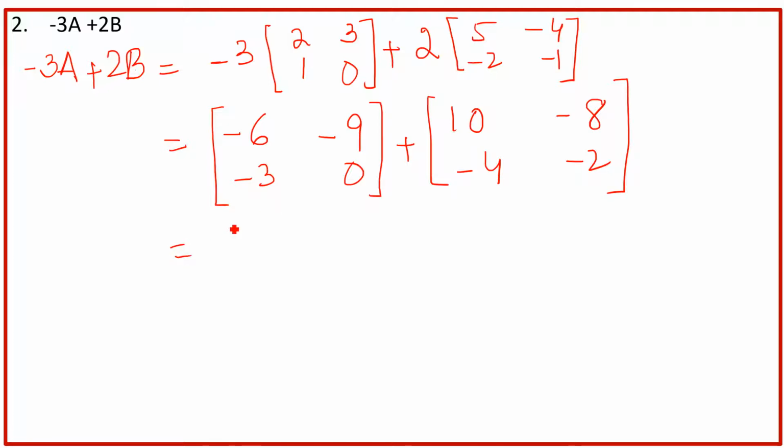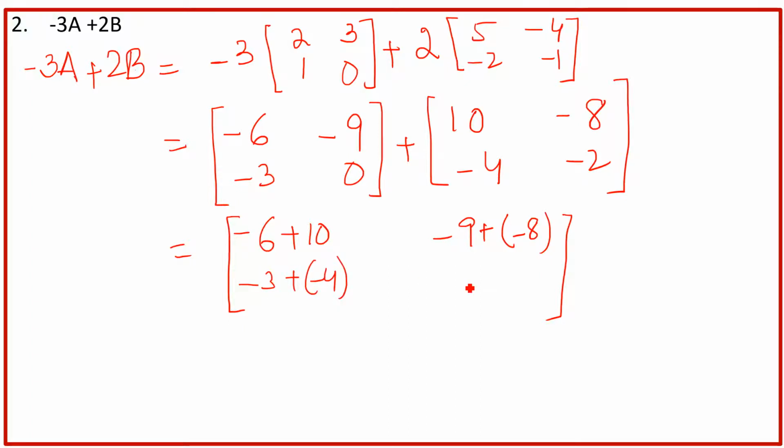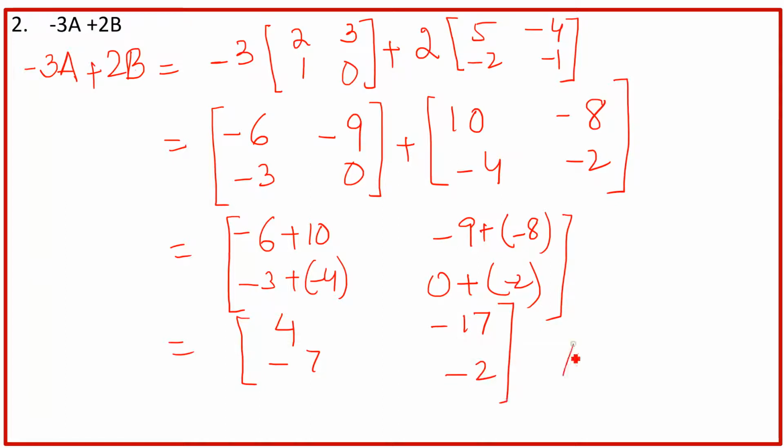And then you have to add these two. -6 plus 10, corresponding entries you have to add together. -3 you have to use positive sign. There is another negative, 0 plus -2. So here we will simplify it. It will be 4. This is -7. It will be -17, and this is -2. So this is our answer of -3a plus 2b.